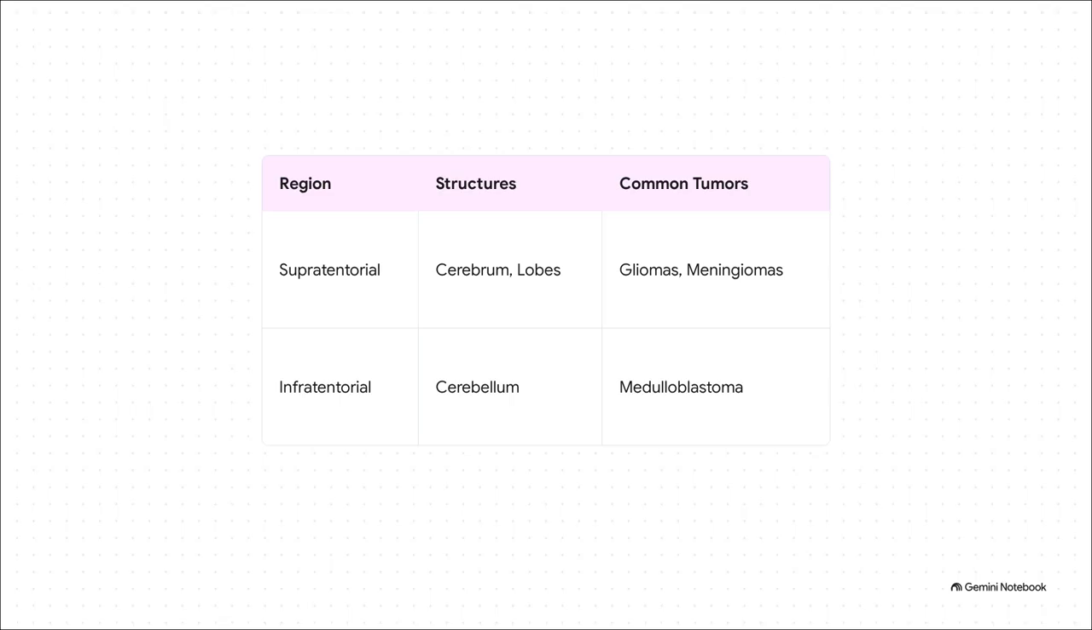And always keep the functional impact in mind as you're reading clinical notes. For instance, a lesion in the motor cortex might present as patient weakness, while involvement of the sensory cortex causes numbness, and a tumor impacting speech areas often results in aphasia.